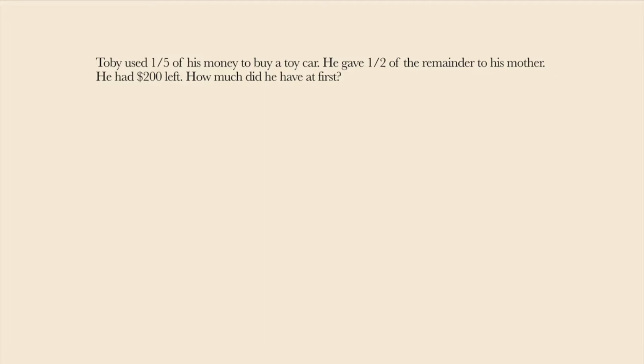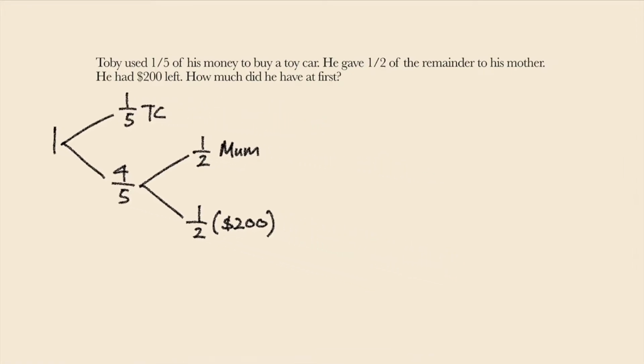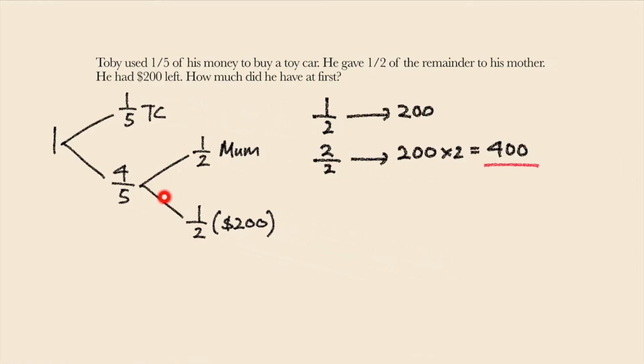Next one. Toby used 1/5 to buy a toy car. He gave 1/2 of the remainder to his mother. And here we have a real number given to us. So the diagram looks like this. 1/5 on the toy car, which means 4/5 remaining. 1/2 to his mother, which means 1/2 remaining. And we are told that this 1/2 represents 200 real dollars. Therefore, this 1 unit would represent $200. These 2 branches combine to form 2/2. So what's 2/2 then? $400.